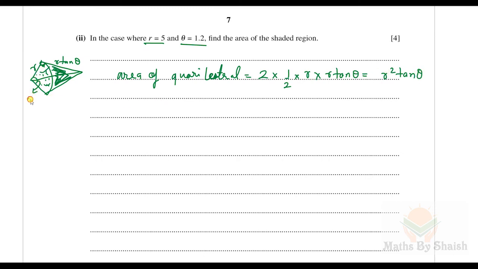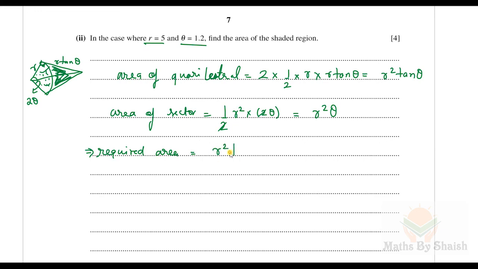Then the area of this sector, where the total angle is 2 theta. So the area of the sector is going to be 1 upon 2, r square theta, and here theta is 2 theta, so it is r square into 2 theta. The 2s cancel, and we are left with r square into theta. So this means the required area is going to be the area of the quadrilateral minus the area of the sector. So it is r square tan theta minus r square theta, and we know the values of r and theta.